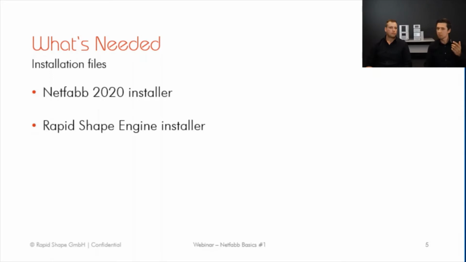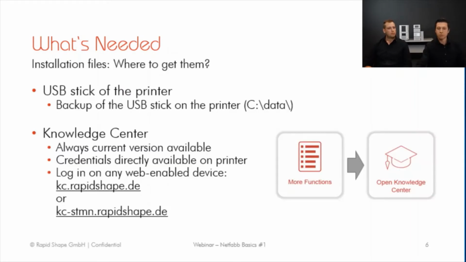We in general need two files to install Netfabb properly. It's the Netfabb installer itself and the rapidshape engine installer, which is very important. For now, the Netfabb installer is Netfabb 2020. We already have it on our PC. But where to get it from?